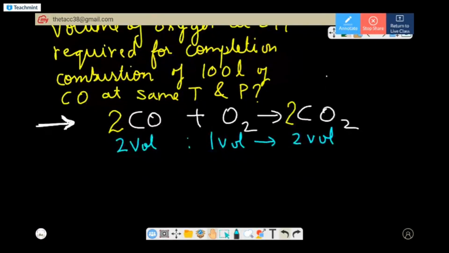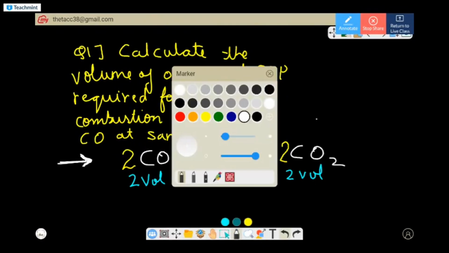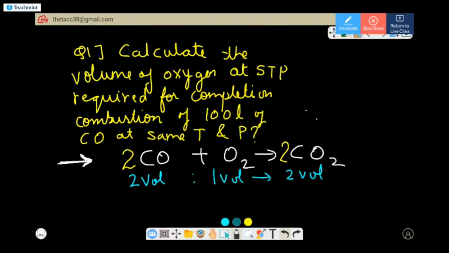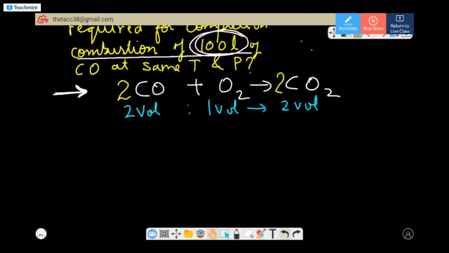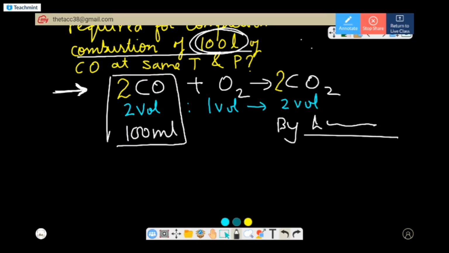Now, after that, what information do we have? The volume of CO is given to us, so only that information is available. The rest, how much oxygen and how much CO2, nothing is given. 100 ml of carbon monoxide is available, and we want complete combustion. We don't want it to be left out. What is given, you will pick up for the calculation. Every time you write it, as I said, get used to it, write by Gay-Lussac's law, like that you will write that statement every time.